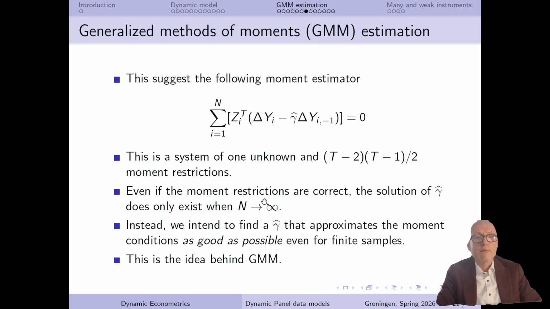But in the finite sample case, we will never be able to find a gamma hat that is going to solve all the moment conditions that we have over here. So therefore what we're going to do instead is that we are going to intend to find a gamma hat that approximates the moment conditions as well as possible, even for finite samples. So instead of trying to find a gamma hat that will satisfy all the moment restrictions that we have here at the left hand side, we try to find a gamma hat that more or less is going to get these things equal to zero. And that's the whole idea behind GMM.